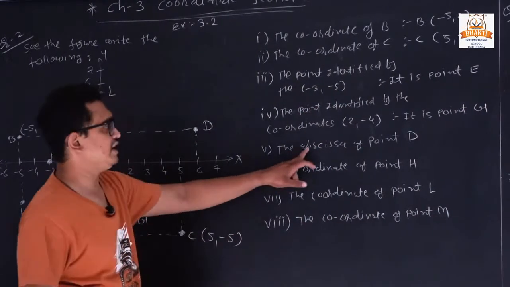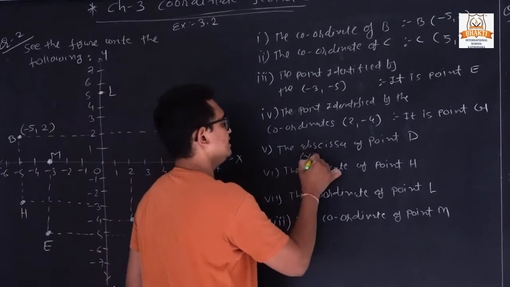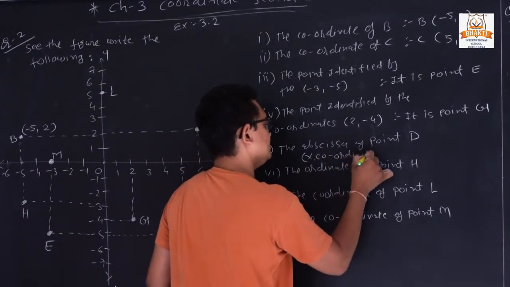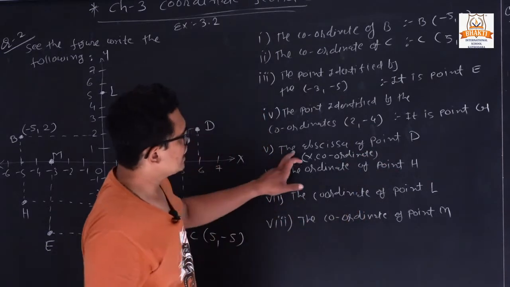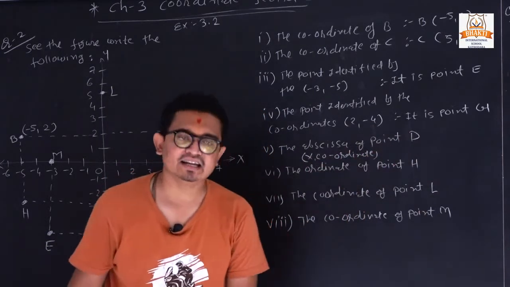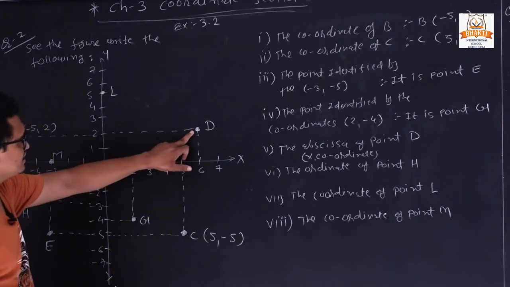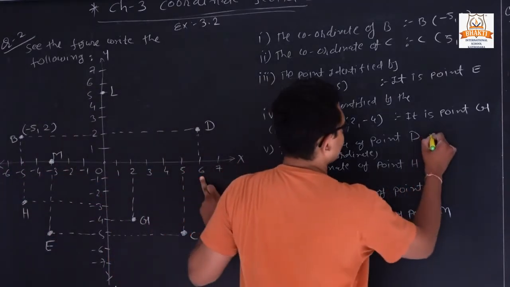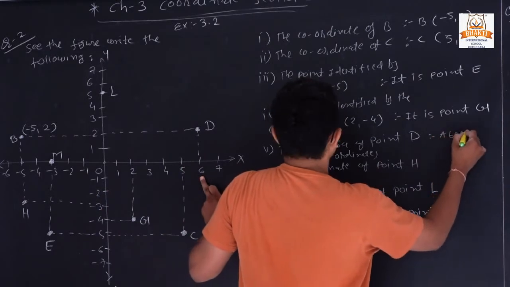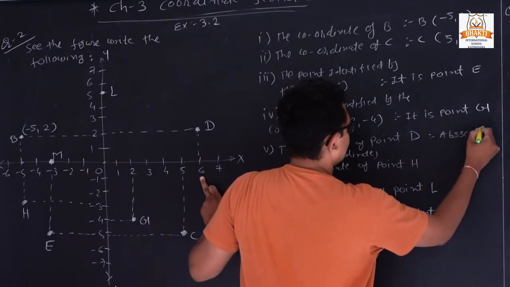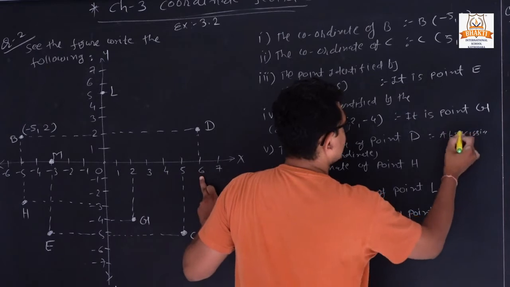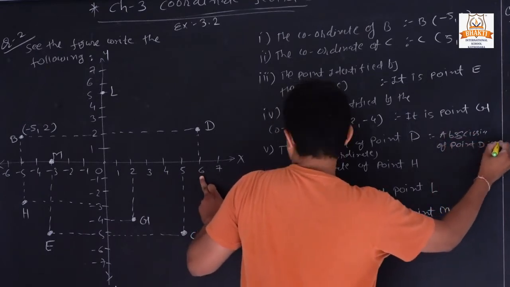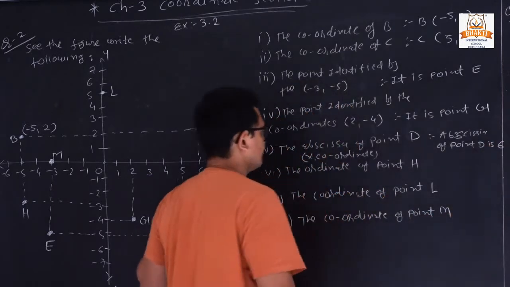Next, abscissa means x coordinate. Abscissa means what? X coordinate. So they are asking the abscissa of point D. So where is D? Here. So what is its x coordinate? 6. So we can write the abscissa of point D is 6.